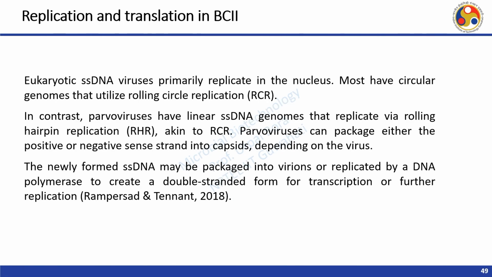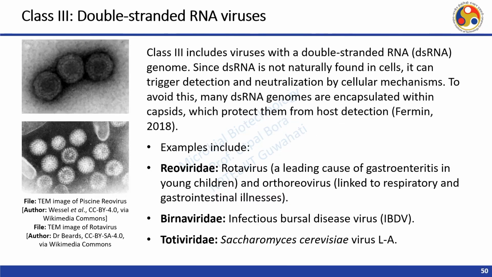Replication and translation in these Baltimore class 2 type of viruses. Eukaryotic single stranded DNA viruses primarily replicate in the nucleus. Most have circular genomes that utilize rolling circle replication. In contrast, parvoviruses have linear single stranded DNA genomes that replicate via rolling hairpin replication, which is similar to rolling circle replication. Parvoviruses can package either the positive or negative sense strand into capsids depending on the virus. The newly formed single stranded DNA may be packaged into virions or replicated by a DNA polymerase to create a double stranded form for transcription or further replication.